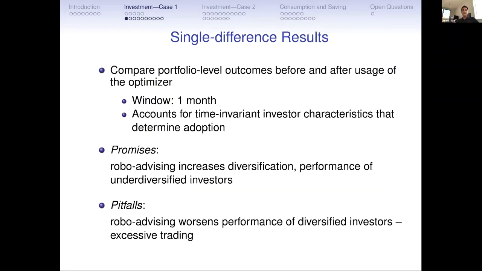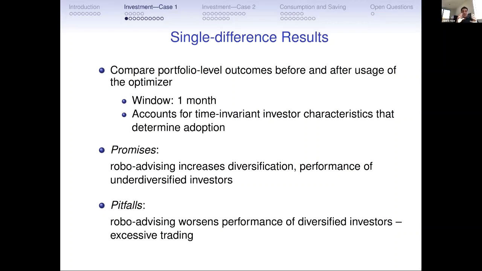Of course, there are a huge number of results in the paper, but let me focus on the key baseline results to give you a sense of the main findings. We compare the portfolio-level outcomes before and after the usage of the robo-advisor. We use a 1-month window, and we account for all the time-invariant investor characteristics that might determine adoption. What we find is that depending on the characteristics of the individuals, the robo-advising advice is in some cases useful, but in many cases not.